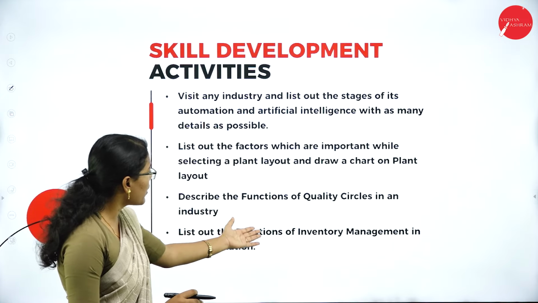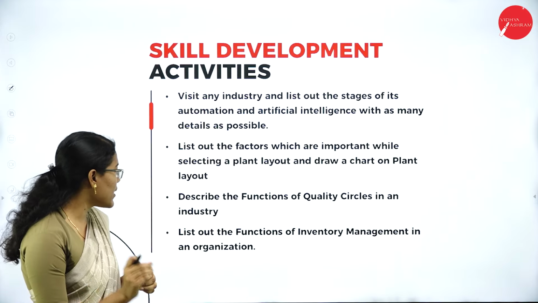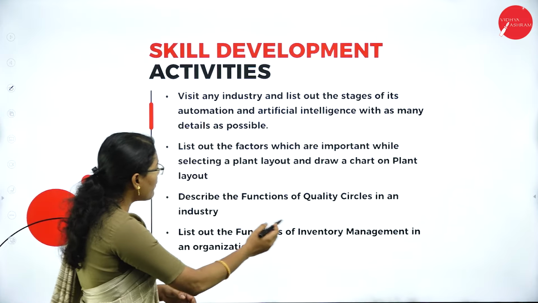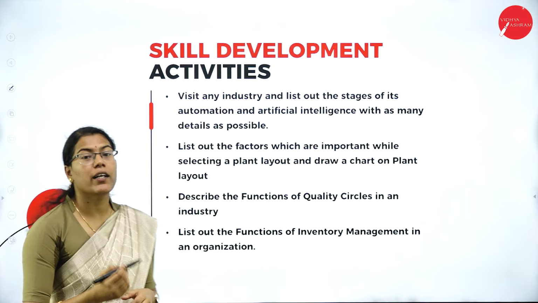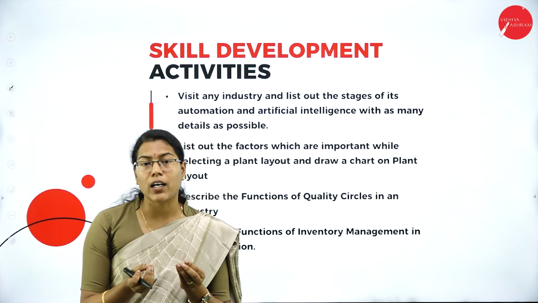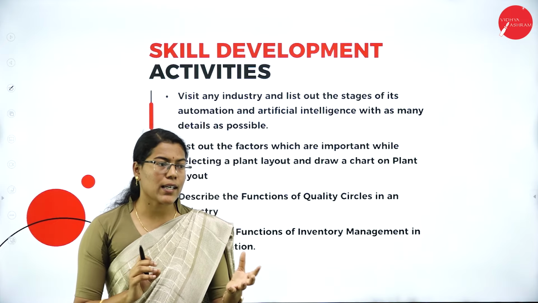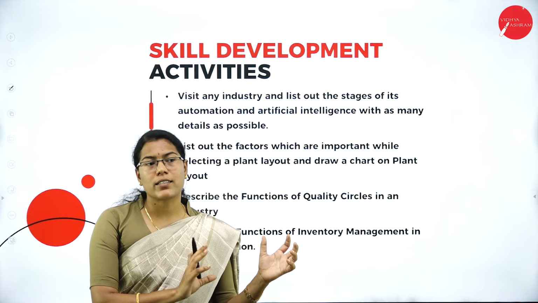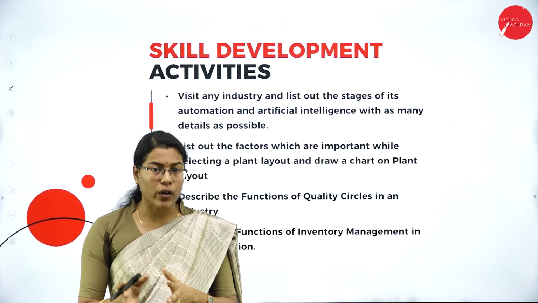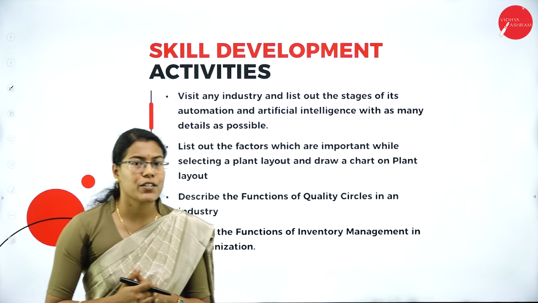Then describe the functions of quality circles in an industry. So you have to describe each function of quality management. List out the functions of inventory management in an organization. So here you have to list out the functions done in the inventory management procedure. For example, usually it will be checking the availability of inventory or raw materials and stock in progress, as well as how the finished products are distributed.